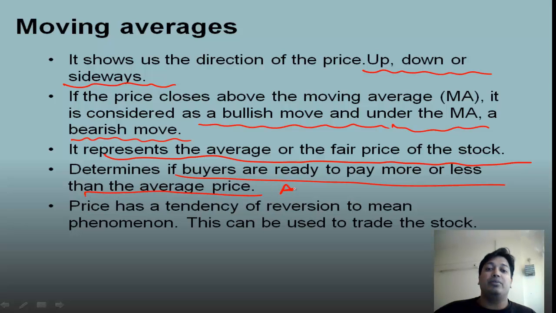This is the trick. Price has a tendency of reversion to the mean, which basically means what? If there is a moving average and the price is going above it, the price has a tendency to come back to the moving average, and if the price is going below it, it has a tendency to come back to the moving average. Why does this happen? This simply happens because the moving average is considered to be the average. So sooner or later the price is going to guide itself towards the moving average, isn't it?